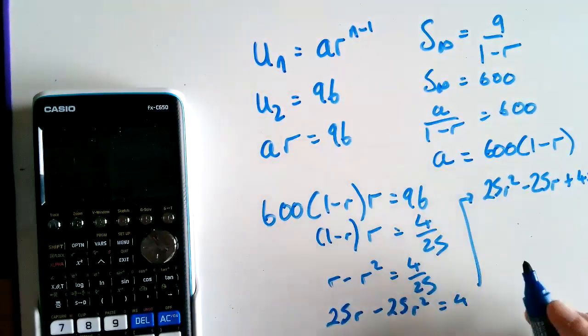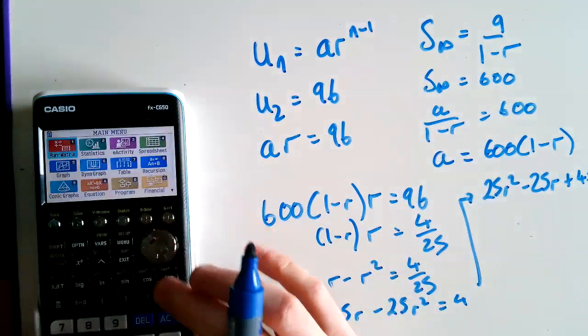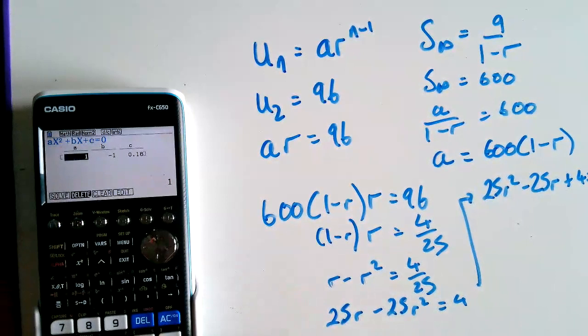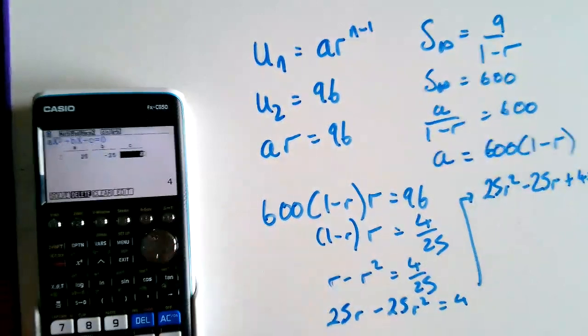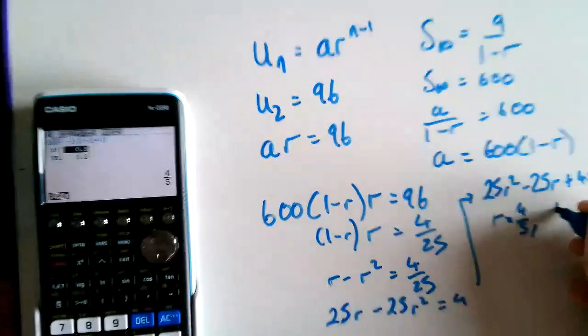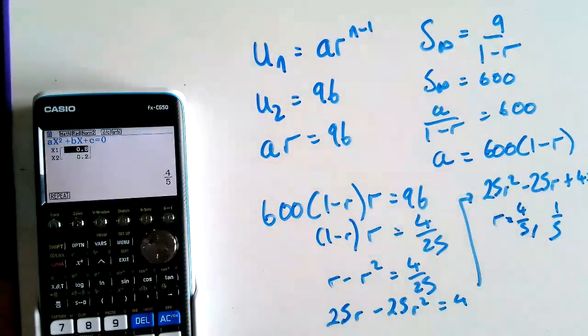Then you would factorize that if you didn't have a graphical calculator. But let's just save some time. It's 25, minus 25, and 4. So we get R is 4 over 5 or 1 over 5. So there's my two possible answers.